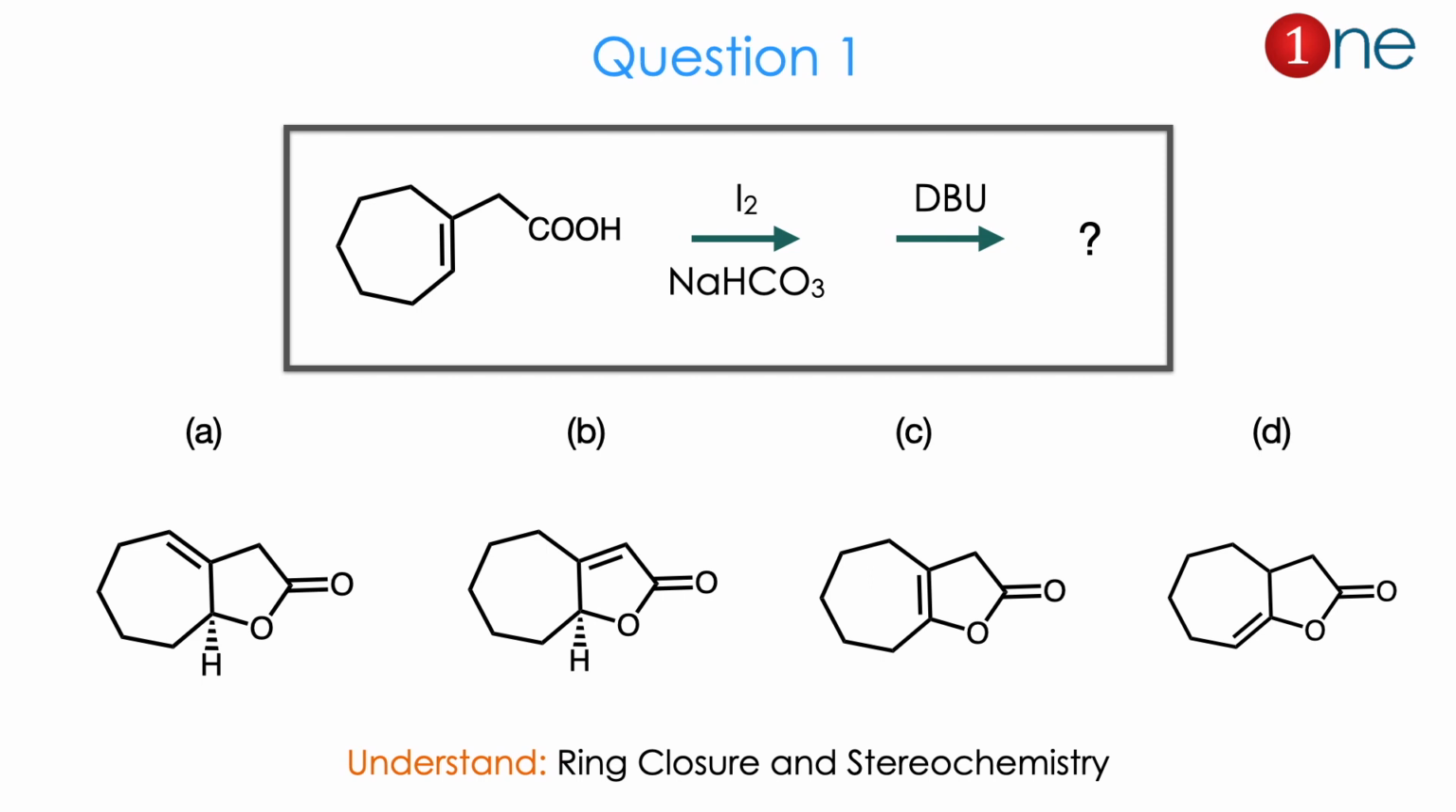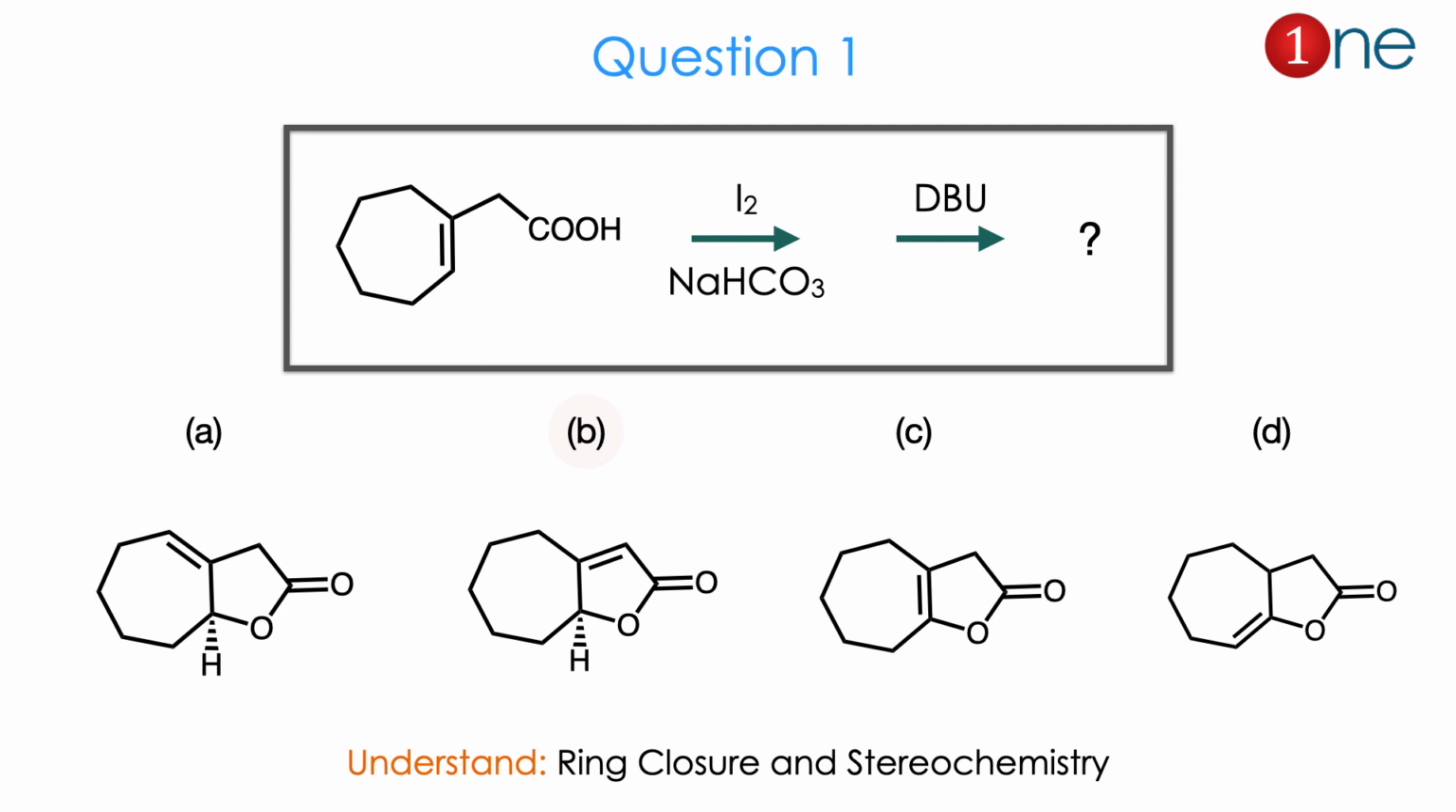Let us see question number 1. Question number 1 contains a 7-member ring with an alkene and a side chain of acid. Here you are using iodine, sodium bicarbonate and DBU. They ask you to find the products. The products are a fused system, a kind of lactone formation. So a new ring along with the 7-member ring, a 5-member ring, is formed there.